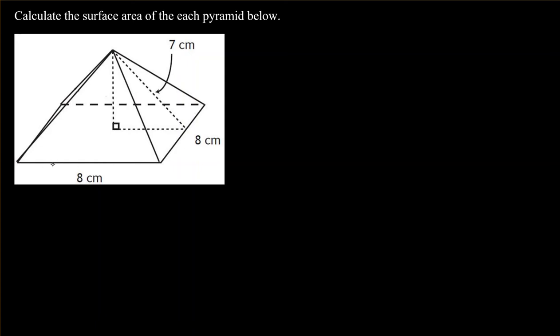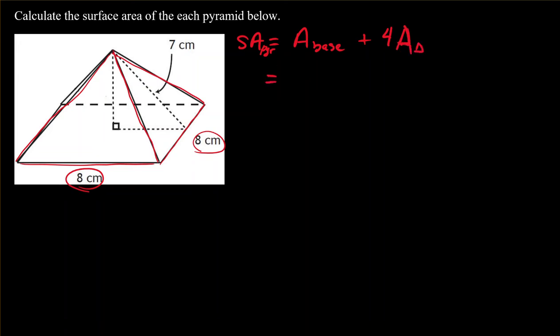So let's see. The base of this triangle right here is 8 centimeters, and this triangle here also has a base of 8 centimeters. So it's going to be the same triangle. We only have to calculate one triangle and then multiply it 4 times, because there's one at the front, one at the back, one on the right side, and one on the left side. So the surface area of a pyramid is going to be the area of the base plus the area of the triangles.